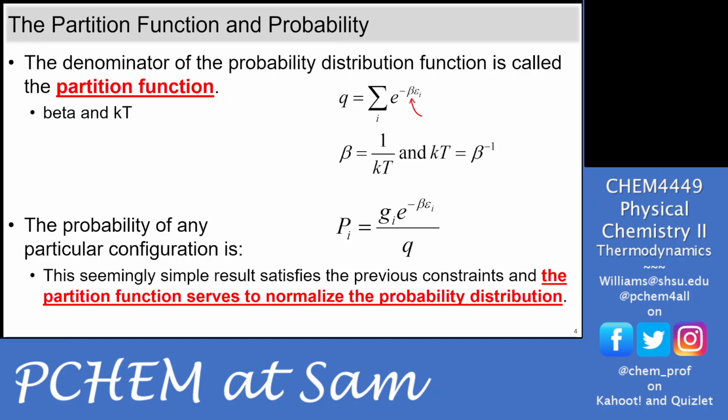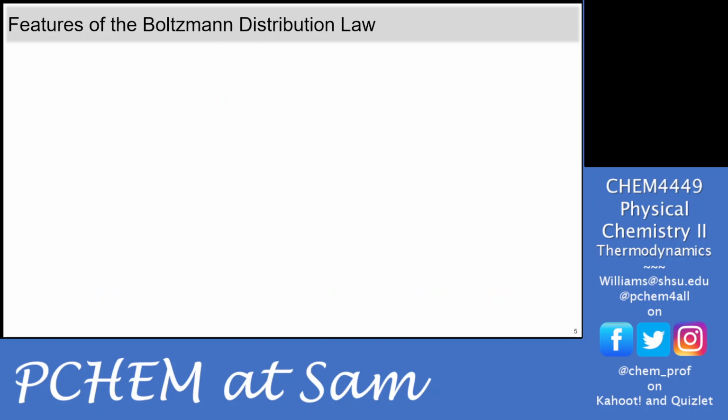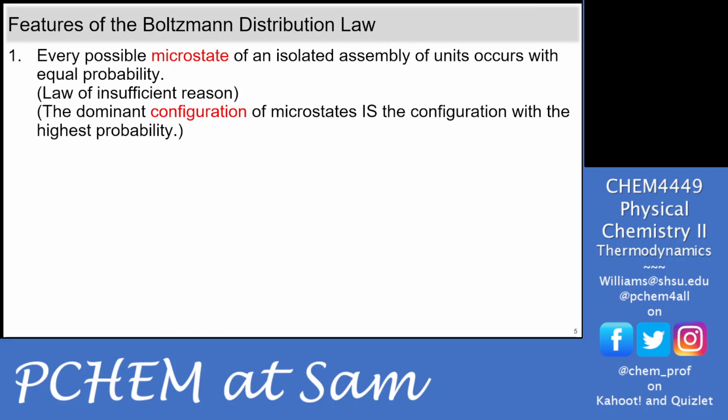It seems pretty simple, but it satisfies all those constraints that we have on equilibrium, and that partition function is the normalization factor for this probability distribution. So let's look at some of the features of this Boltzmann distribution law.